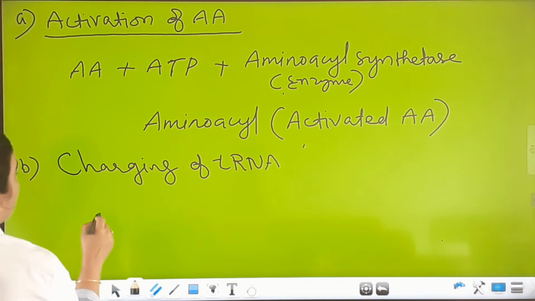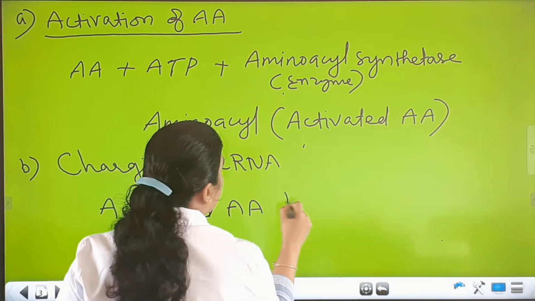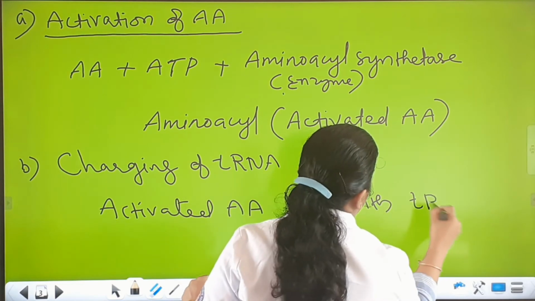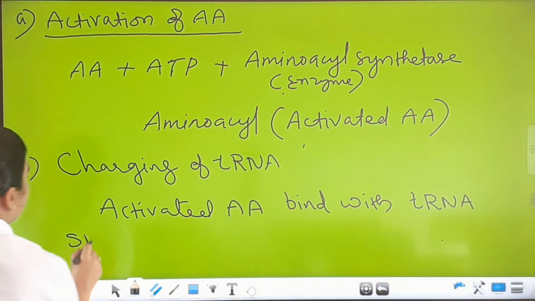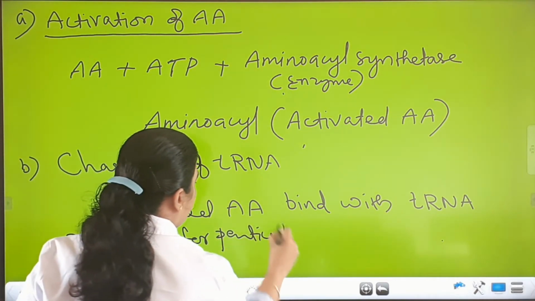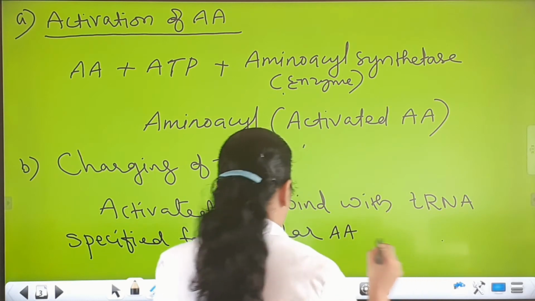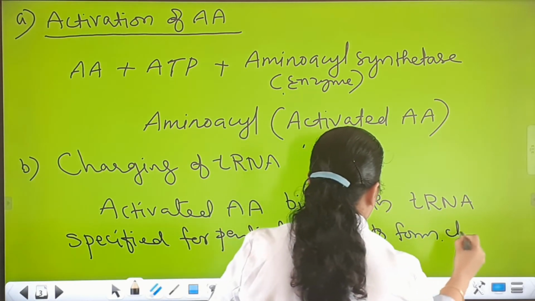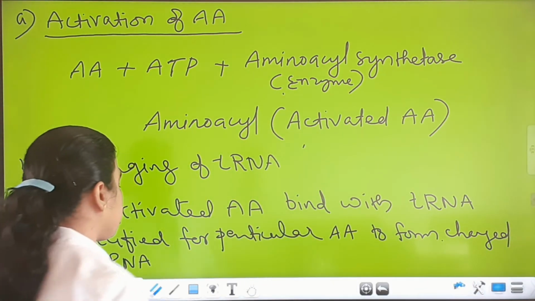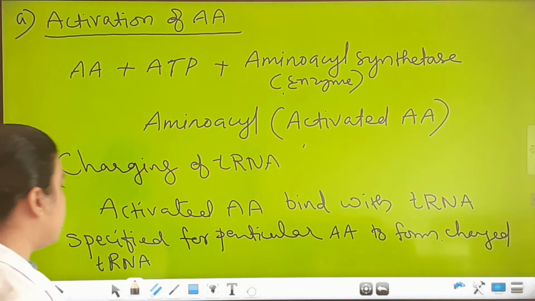So we can write over here: the activated amino acid binds with or reacts with the tRNA molecule specified for a particular amino acid to form charged tRNA. Then it gets charged. So this is the second step under the initiation process, charging of tRNA.